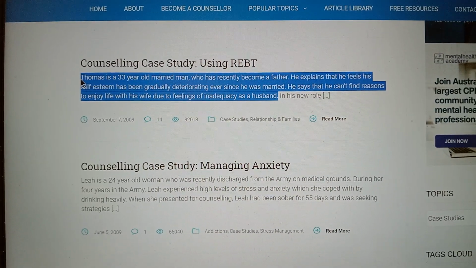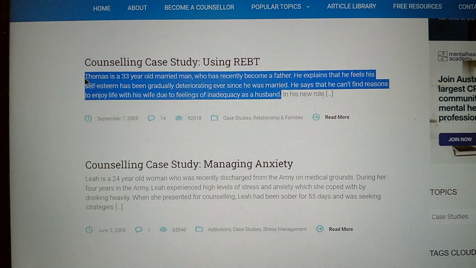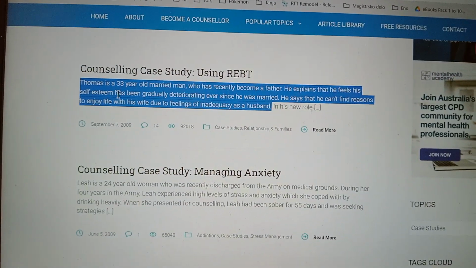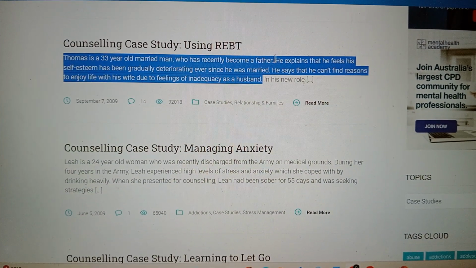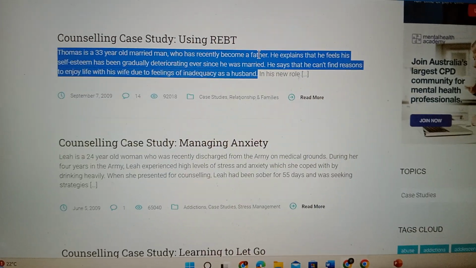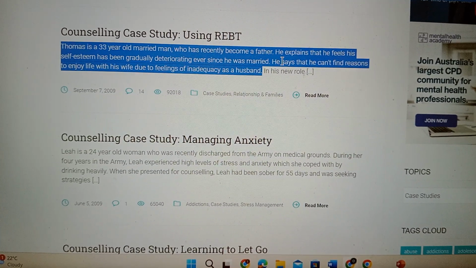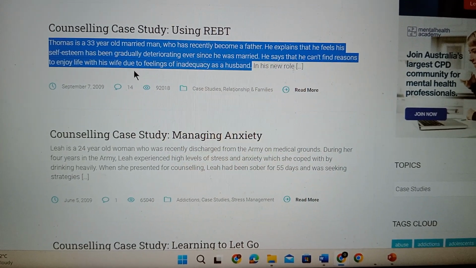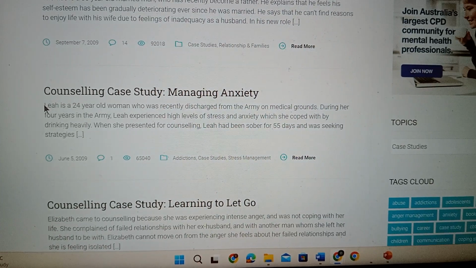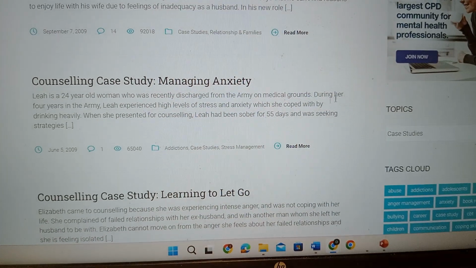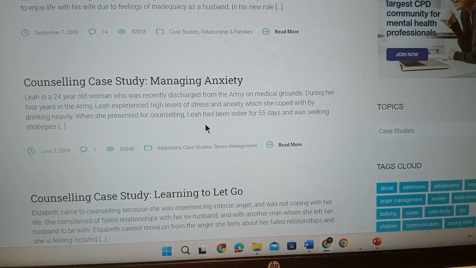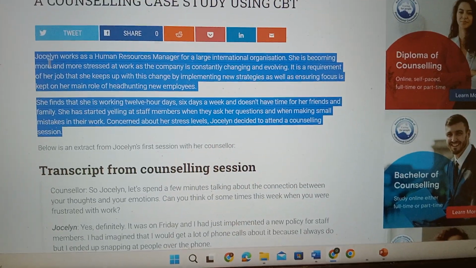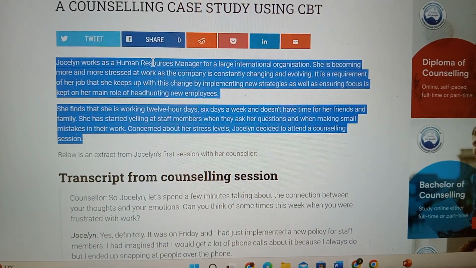For example, you see here again, Thomas is a 33-year-old man. He explains that he feels his self-esteem, and then this is not present simple, has been gradually deteriorating ever since he was married and has recently become a father, is also not present simple, but I'm just focusing on present simple now. Again, he says that he can't find reasons to enjoy life. Or again, another client, Leah, is a 24-year-old woman, and so forth.